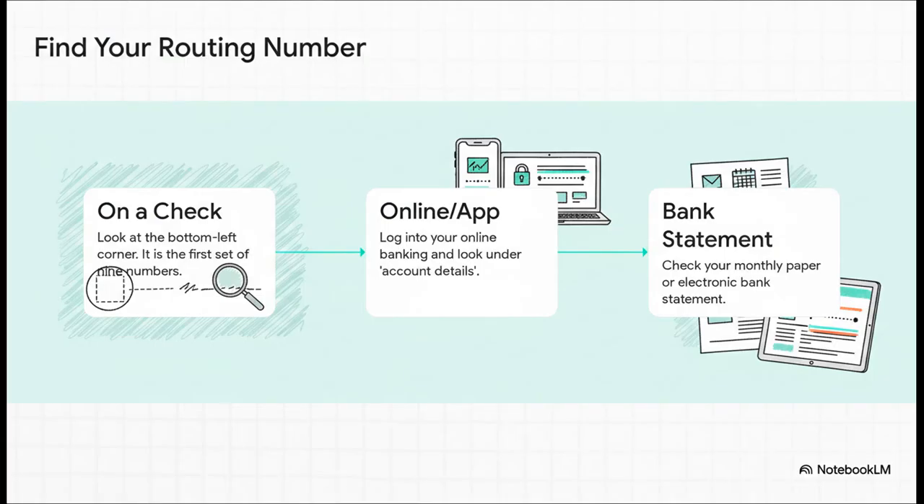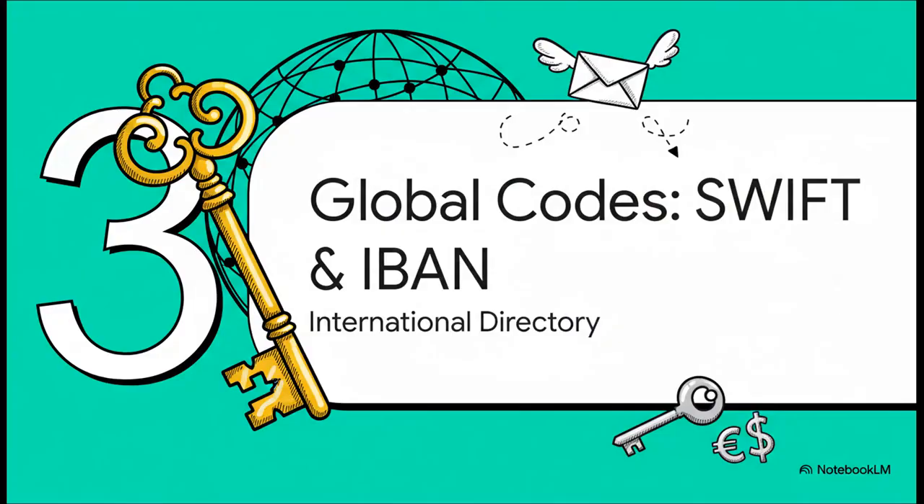So, where do you find this thing? Well, the classic spot is the bottom left corner of a paper check. But who has those anymore, right? The easiest way is to just log into your online banking app, go to your account details, and it's almost always listed right there. Okay, but what happens when you need to send money out of the country? Well, that's when you need a totally different set of keys, the SWIFT code and the IBAN.